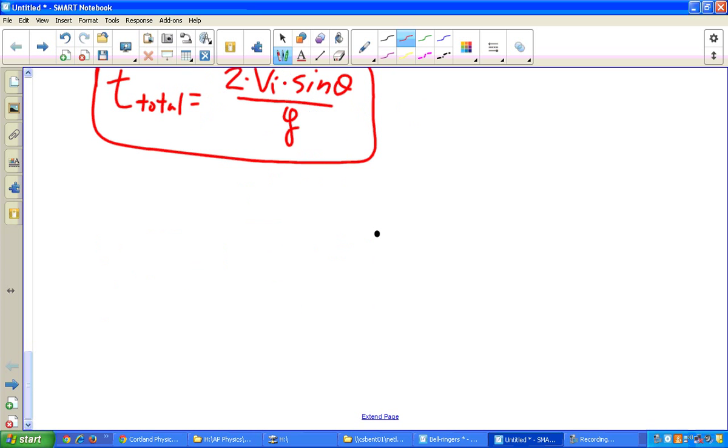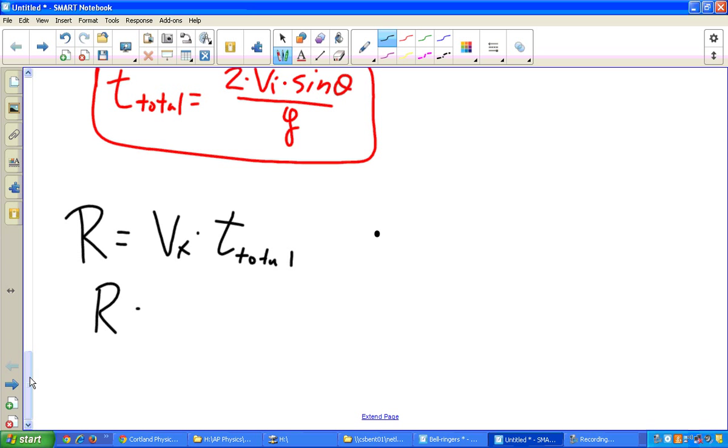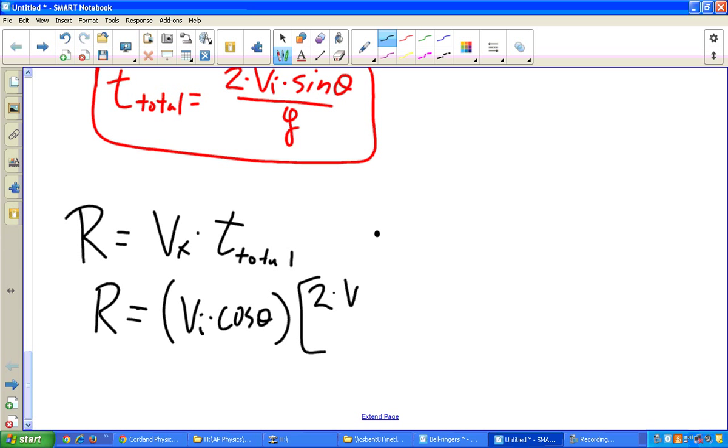Now we're at a place to actually calculate the range of the projectile. So recall, the range of a projectile is the horizontal component of velocity times the total time that an object's in the air. So now I'm simply just going to plug in my two pieces that I have. My horizontal component of velocity was VI cos theta, and my total time that the object was in the air was 2 VI sine theta divided by g.